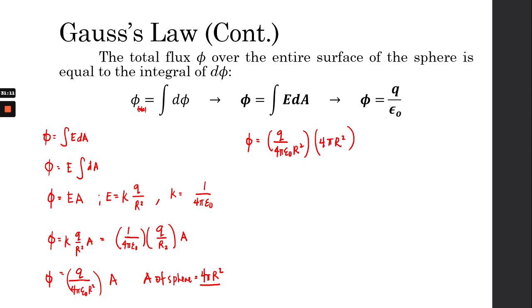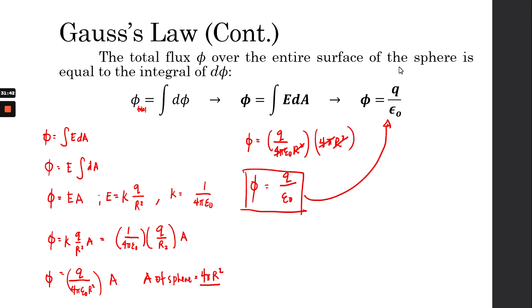And what you notice is we can actually cancel the 4 pi r squared. And what's left is Q over epsilon naught. And that's how we derive the equation for Gauss's law. Okay, so in the end, I just did this so you understand how we got the equation for Gauss's law.